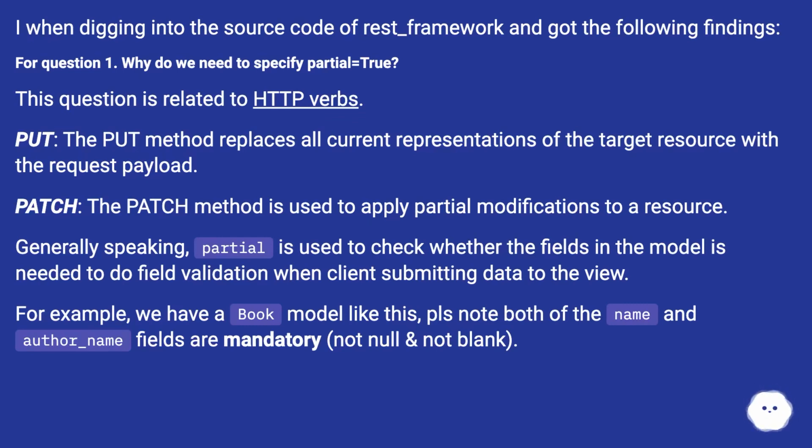Generally speaking, partial is used to check whether the fields in the model need field validation when the client submits data to the view. For example, we have a book model like this. Please note both the name and author_name fields are mandatory, not null and not blank.